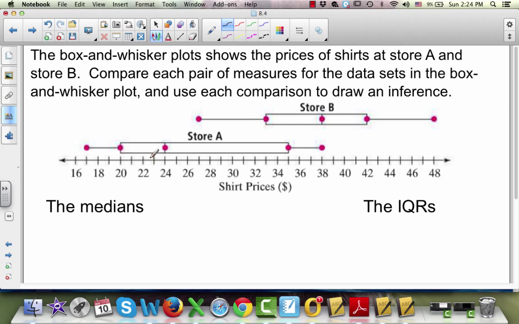The median price in store A is how much? It's $24. And the median price in store B is how much? $38. So what inference could you make about the two stores? Well, you can make the inference that the shirts in store B are generally more expensive, or about $14 more expensive than shirts in store A.